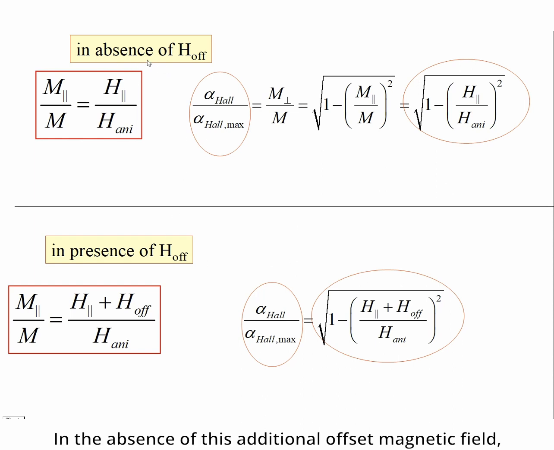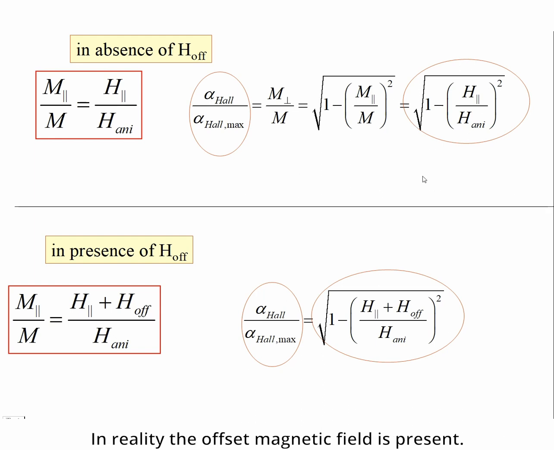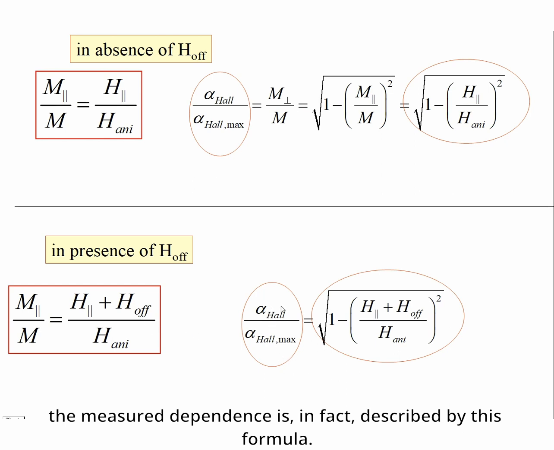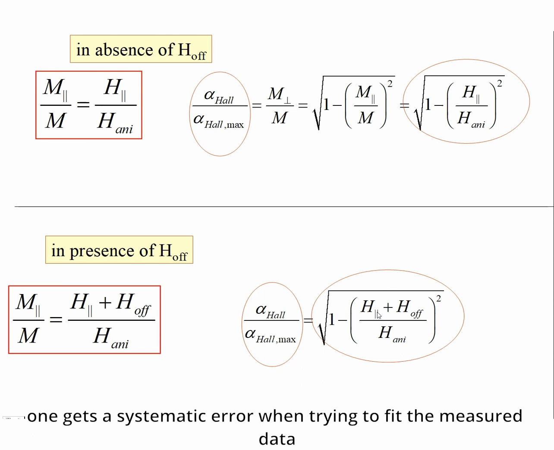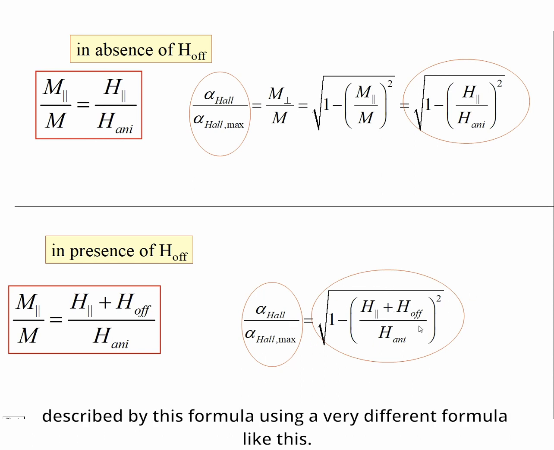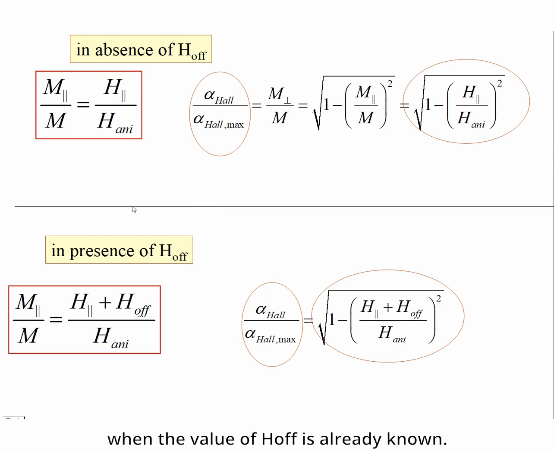In the absence of this additional offset magnetic field, the measured dependence would be described like this. In reality, the offset magnetic field is present. As a result, the linear dependence looks like this, with this part. And the measured dependence of the Hall angle is, in fact, described by this formula. There is no wonder that one gets a systematic error when trying to fit the measured data described by this formula using a very different formula like this. Therefore, it's only possible to evaluate the anisotropy field correctly when the value of the offset field is already known. How to evaluate the offset field from the measured data I will explain in the next part of this video.